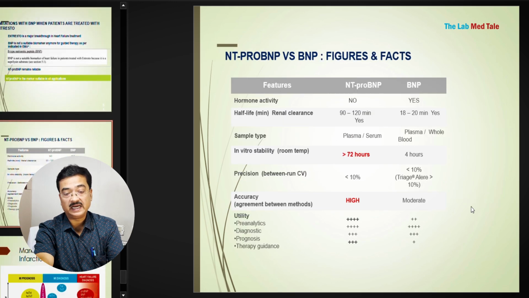So these are NT-proBNP versus BNP. As I have already told you, NT-proBNP is much more stable. BNP has a very short half-life of 16 to 20 minutes. So for diagnosis, you always take NT-proBNP instead of BNP.